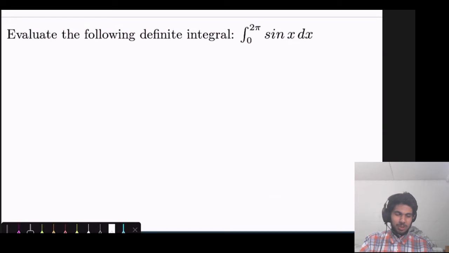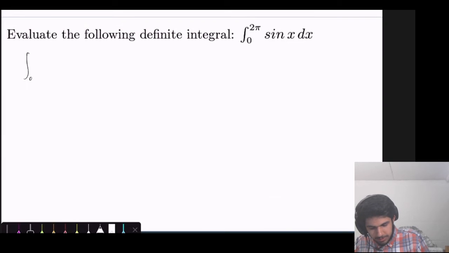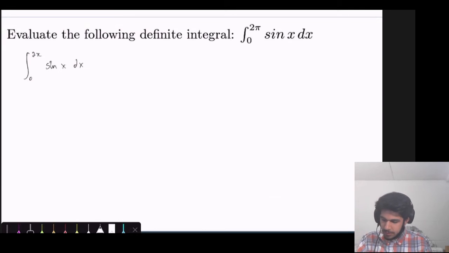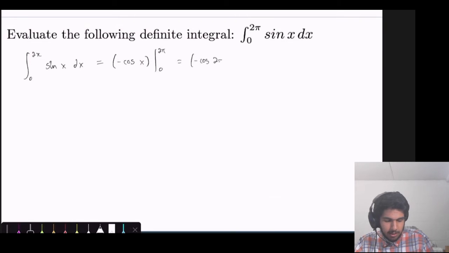The integral from 0 to 2 pi of sine of x dx. So let's just do it. Integral from 0 to 2 pi of sine of x dx. Well, if we ignore the limits and just treat it as an indefinite integral, the integral of sine of x is equal to negative cosine of x. And then we reintroduce our limits, going from 0 to 2 pi, and we evaluate it using the first fundamental theorem of calculus and take the difference.